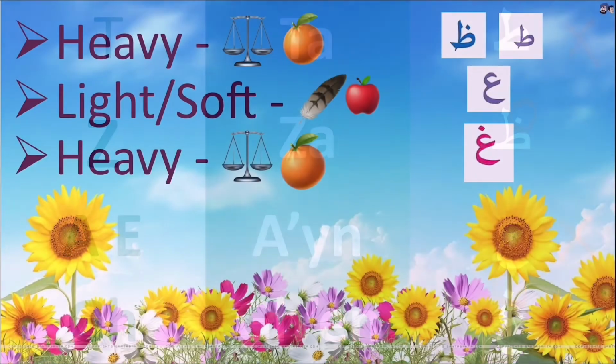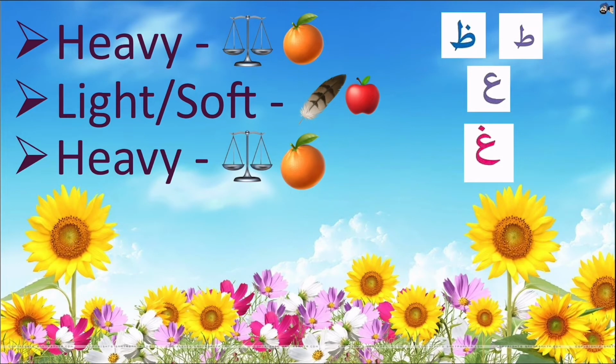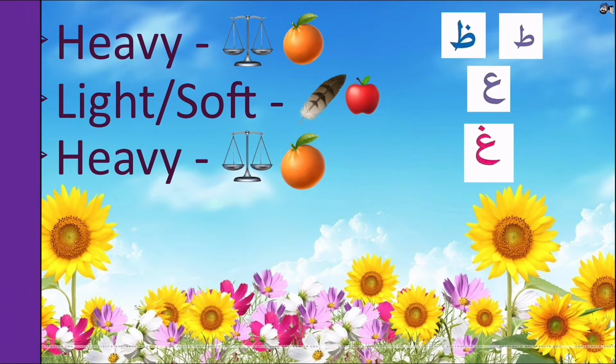To and zo are heavy letters. How to pronounce them? The way we pronounce orange. To, zo. Ain is a soft, light letter, so we pronounce it the same way we pronounce apple. Ain. Again comes ghain. This is a heavy letter, so we pronounce it the way we pronounce orange. Ghain.